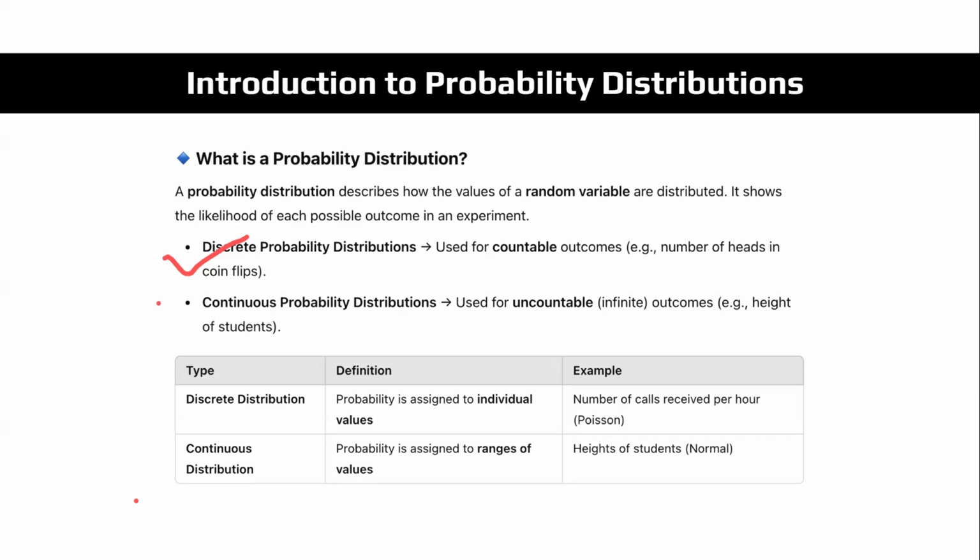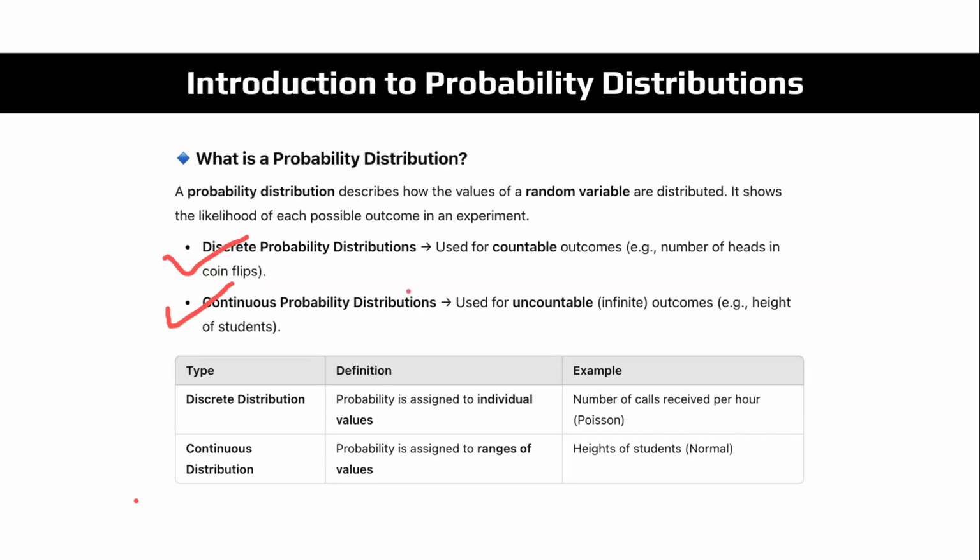The next is the continuous probability distribution. This we use for uncountable or infinite outcomes, like height of the students. We don't know how many students there are in the world, so that kind of thing. Let's discuss it in brief. What is a discrete distribution? The definition is probabilities assigned to individual values. An example is number of calls received per hour. Second, continuous distribution is for the uncountable: probability assigned to a range of values, like height of the students, because it's not countable.